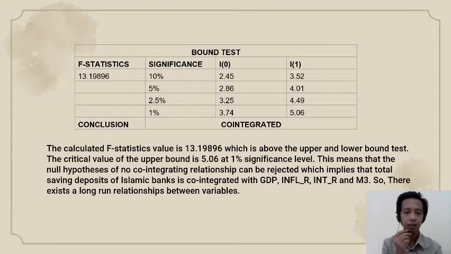For the bound test, the calculated F statistic value is 13.19896, which is above the lower and upper bound. The critical value of the upper bound is 5.06 at 1% significance level. This means that the null hypothesis of no co-integrating relationship can be rejected, which implies that total saving deposit of Islamic bank is co-integrated with GDP, inflation rate, interest rate, and M3, so there exists a long-run relationship between the variables.